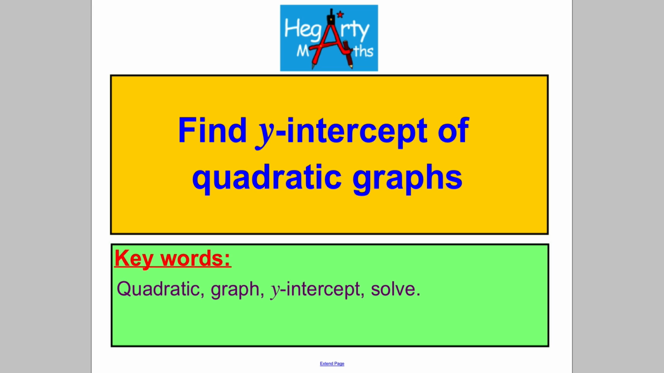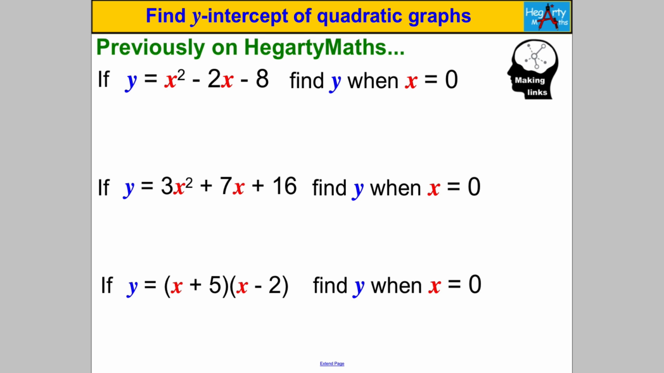It's Mr. Hegarty here, and in this video we're finding the y-intercept of quadratic graphs. So, let's start with a skill I need you super good at for this video. For each of the following three examples, I would like you to substitute in x equals 0 and find the y value.